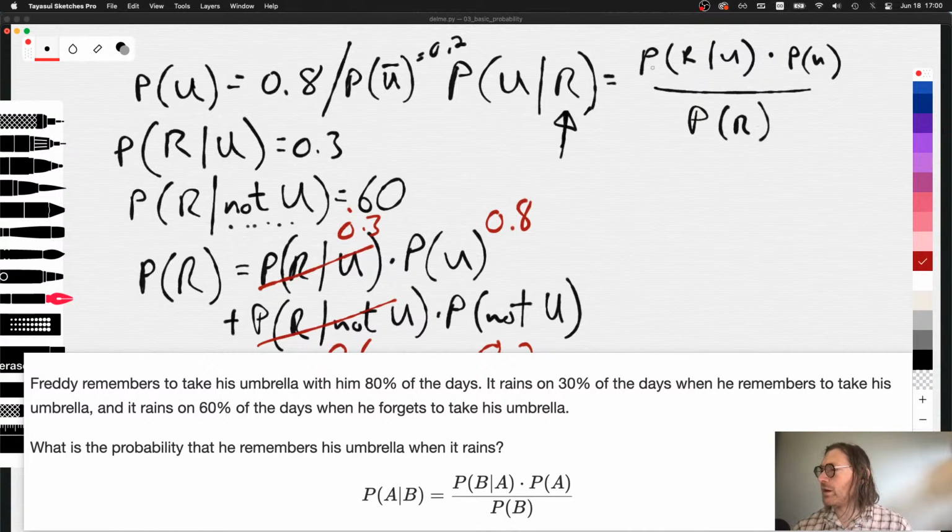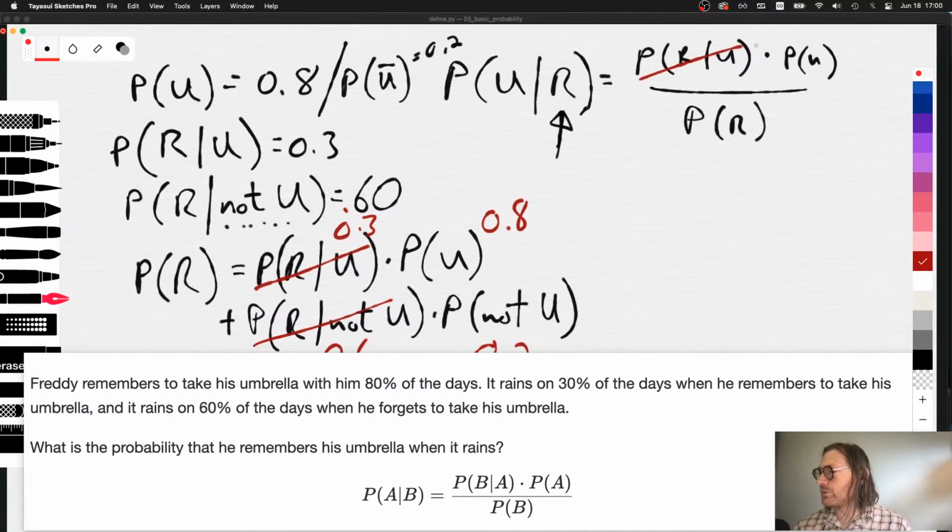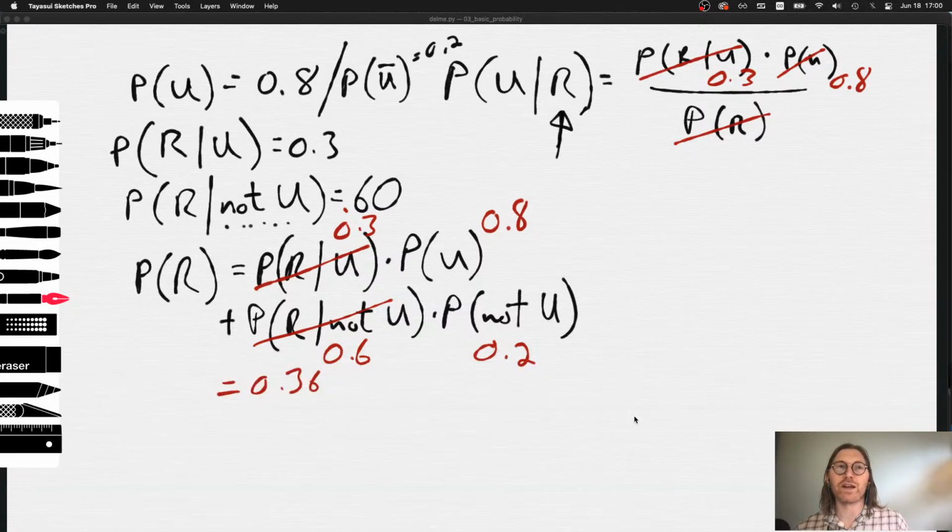So let's fill that in. The probability of rain given umbrella, we know that as 0.3. The probability of umbrella is 0.8. And the probability of rain is 0.36, I think, is what that was. Yeah, 0.36.